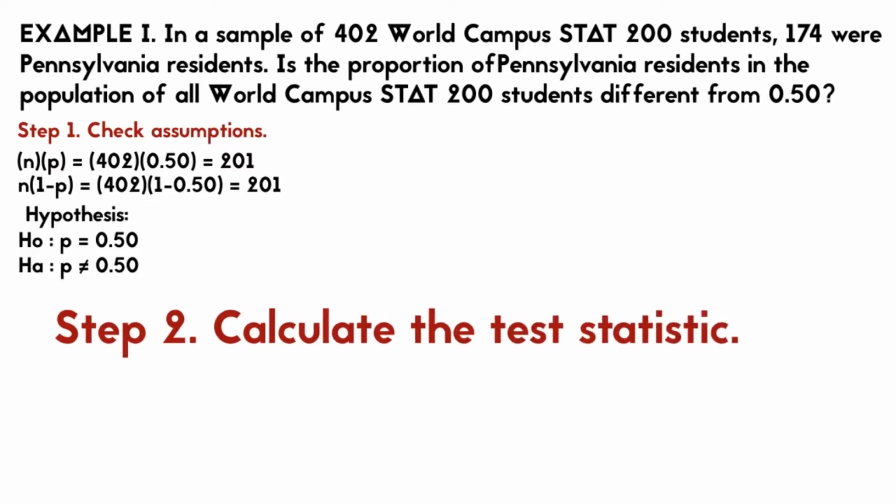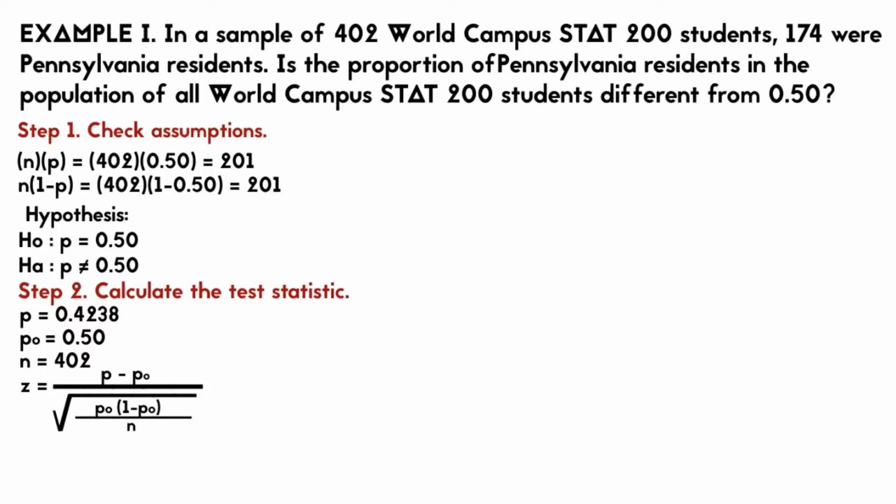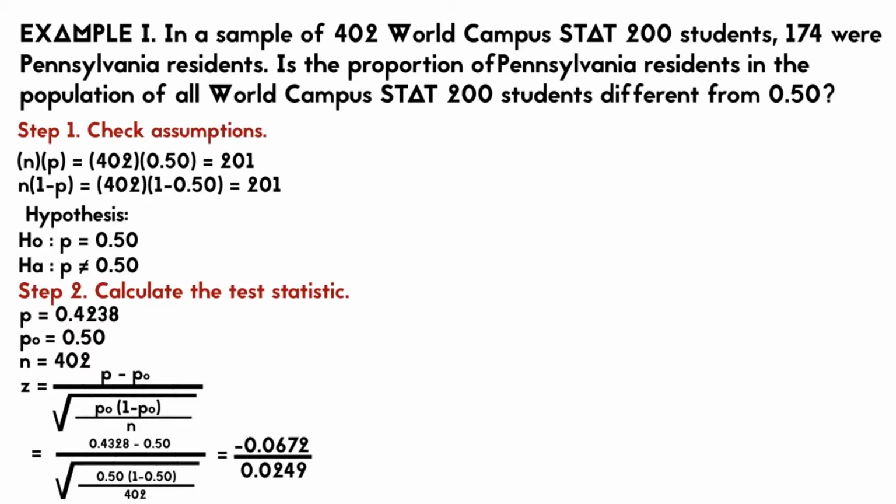Step 2. Calculation of the test statistic. p hat is equal to 0.4328, p naught is 0.50, n is 402. z is equal to p hat minus p naught over the square root of p naught times 1 minus p naught over n. That is equal to 0.4328 minus 0.50 over the square root of 0.50 times 1 minus 0.50 over 402, which will be equal to negative 0.0672 over 0.0249. It will be equal to negative 2.6947.